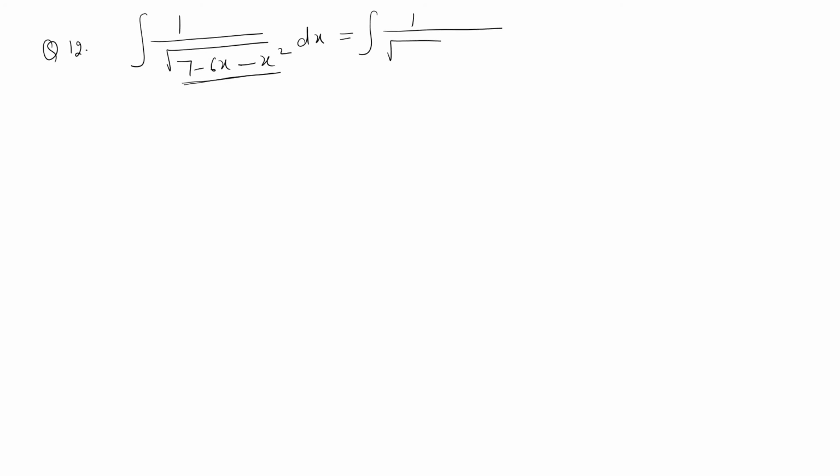Now the next question I am going to take is of the form 1 upon under root quadratic. So let's take question number 12. It is the integral of 1 upon root of 7 minus 6x minus x square dx. Now be careful, as I have to write this quadratic equation in standard form. The standard form is arranging it with the highest degree term first, so it is x square plus 6x minus 7, and the minus sign is taken common.